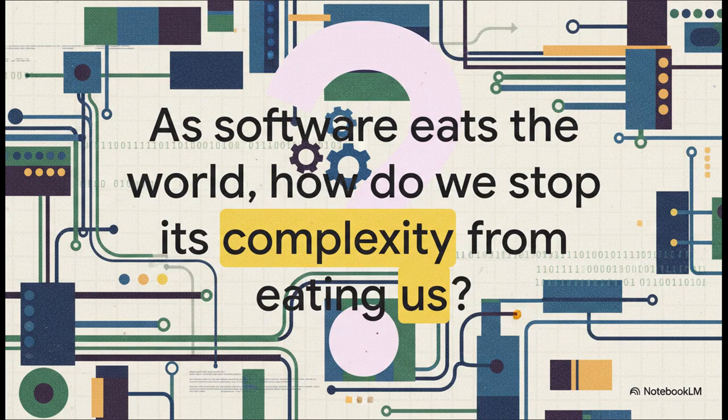Which brings us to one last thought to leave you with. McCabe gave us this amazing tool to manage complexity when programs were measured in the thousands of lines. Today, our systems have billions of lines of code. So, as software keeps eating the world, the real question is, how do we use these foundational ideas to stop its overwhelming complexity from eating us?